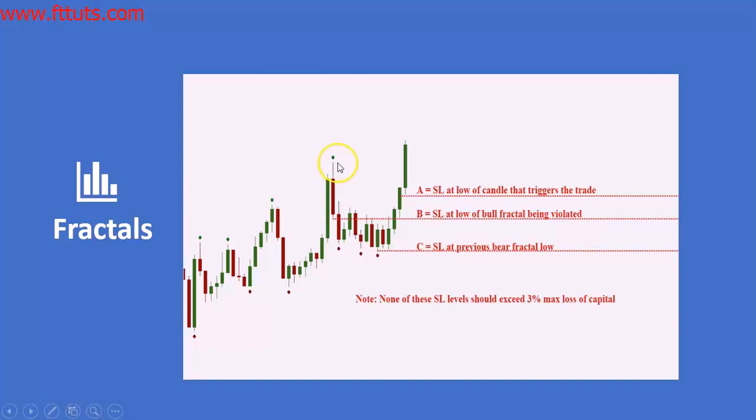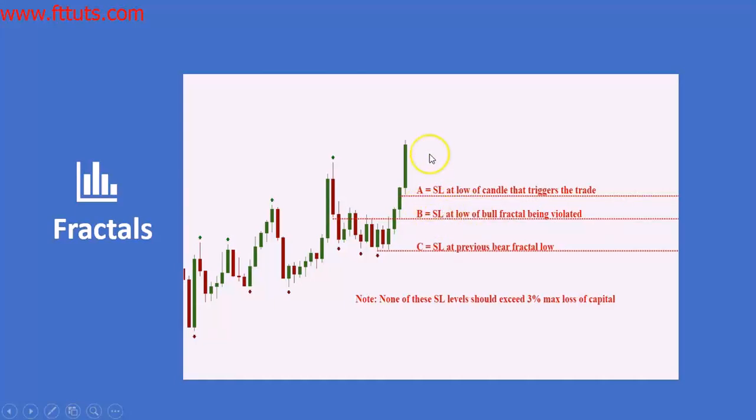All right, so you enter here, this candle triggered it, so you put a stop loss here, or a stop loss at the low of the bull fractal being violated. This is the bull fractal being violated. Or the last place, which is the best place but the biggest risk and the biggest stop loss, is the previous bear fractal low right here. This is where the market changes, and until the market violates this level, your trade is still good, even if it's in a drawdown.